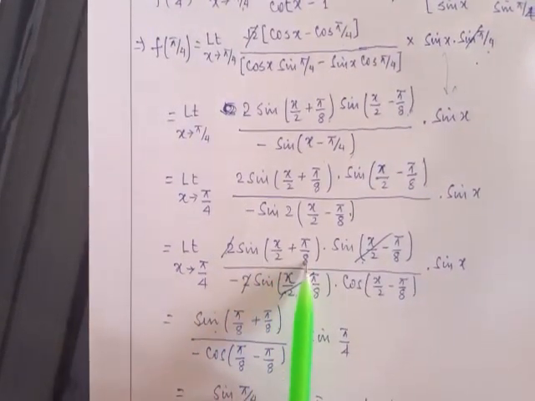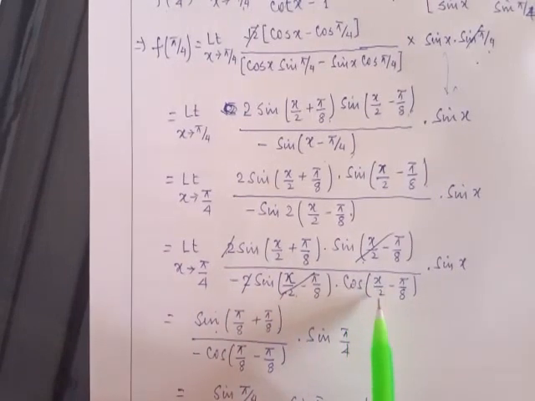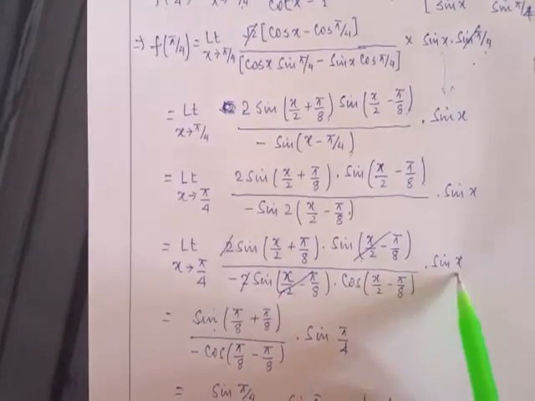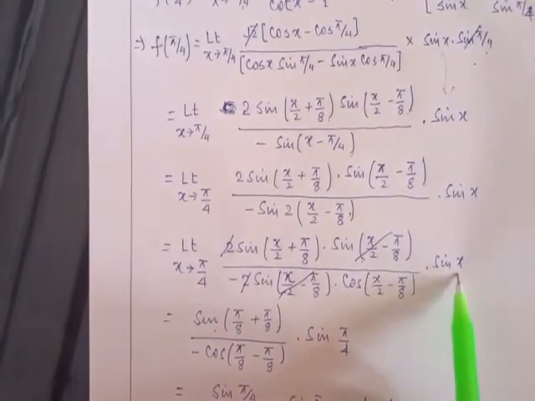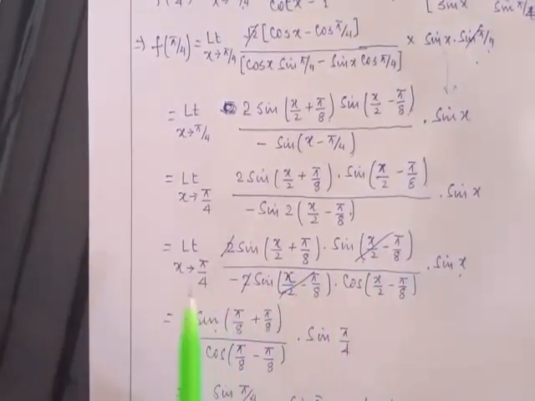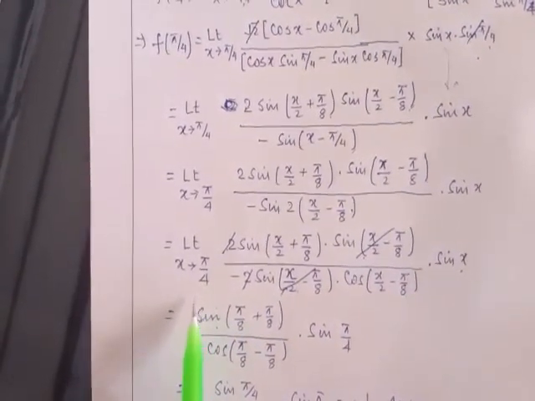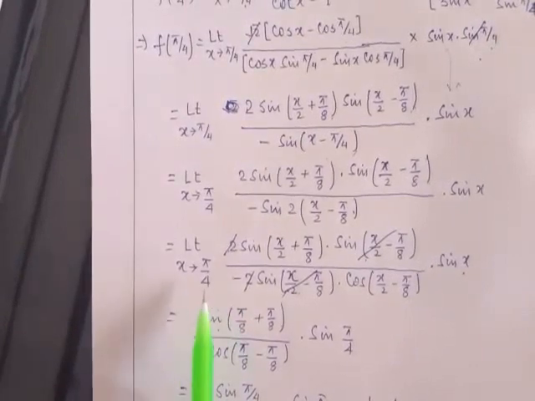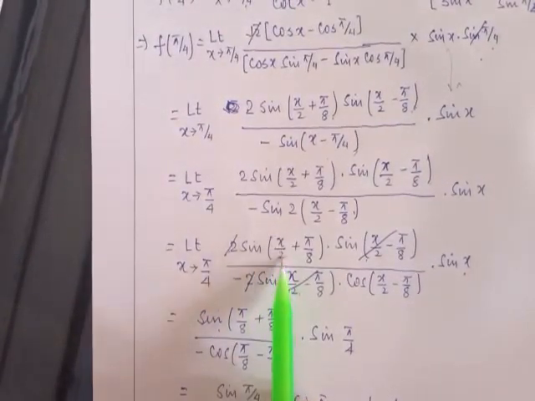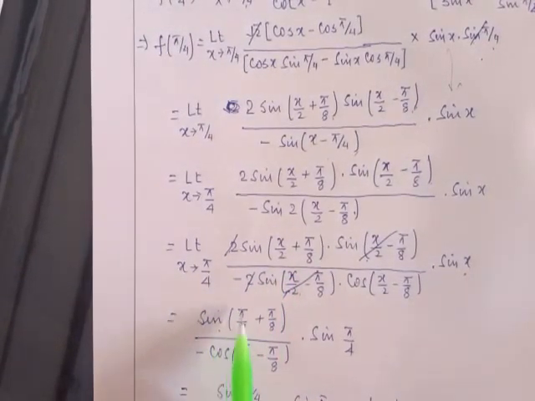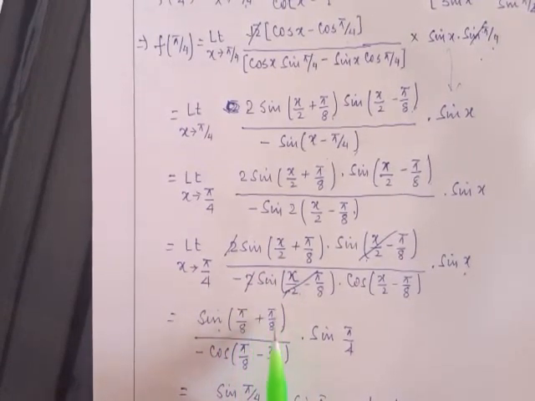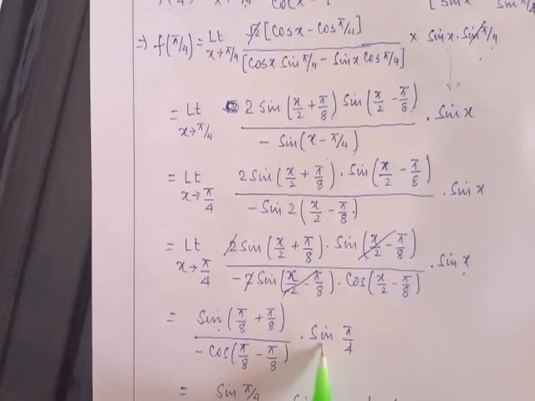sin(x/2 + π/8) divided by cos(x/2 − π/8) into sin x. Now apply the limit, which means put x equal to π/4. So π/4 by 2 becomes π/8. So sin(π/8 + π/8) divided by minus cos(π/8 − π/8) into sin π/4.